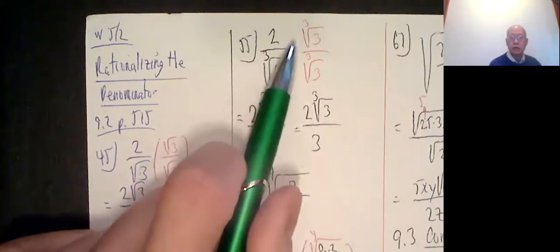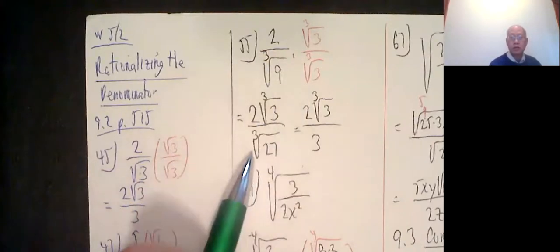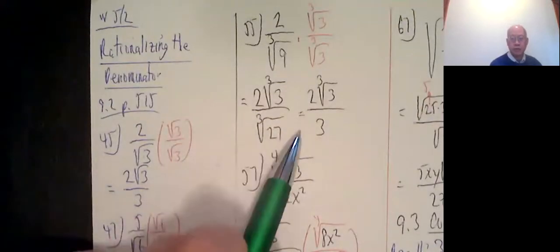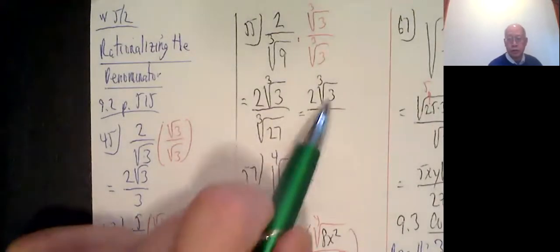So on top I have 2 cube root of 3 over cube root of 27, and the cube root of 27 is 3. Okay? And in case you're wondering, no, don't cancel. Remember, don't cancel inside and outside a radical.